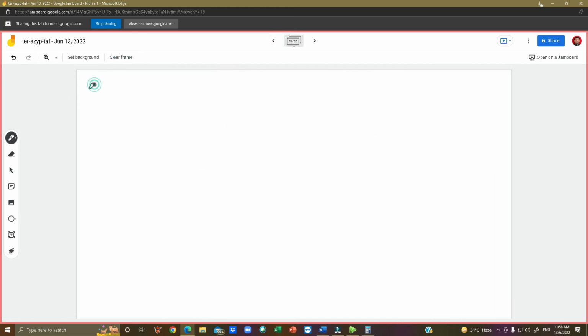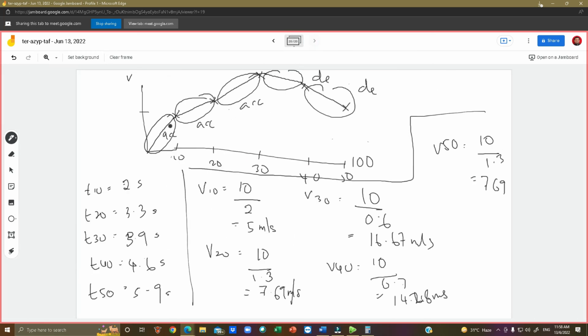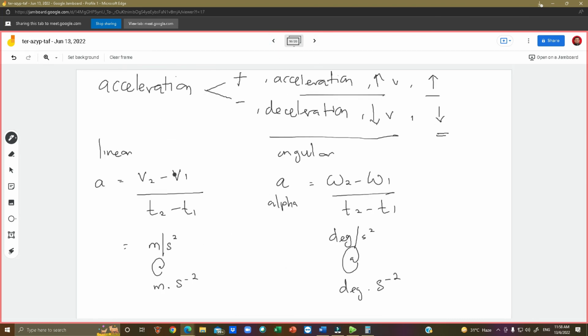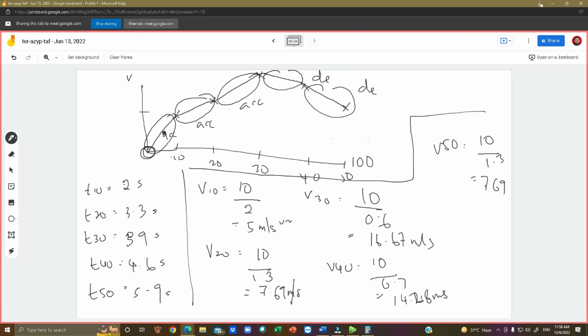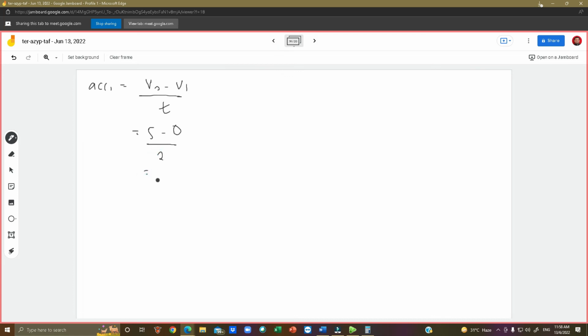Okay, so we take acceleration 1. Acceleration 1 equals V2 minus V1 over change of time. Okay, acceleration 1 here. Where is V2? V2 is here. V1 is here. Because this is the velocity graph, it starts from 0. So we have 5 minus 0 over the time taken for the first section. The time taken for the first section is 2 seconds. 5 divided by 2 is 2.5 meters per second squared.